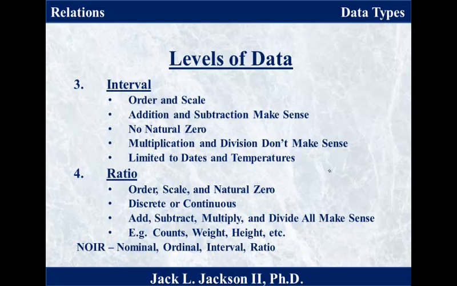The highest level is ratio data. You have order, scale, and a natural zero. Could be discrete or continuous. And so now all of our arithmetic operations, add, subtract, multiply, and divide, all make sense. So an example of a discrete one would be counting things, and weights, heights, things like this are ratio data, and there we have the most information. So the order is nominal, ordinal, interval, ratio. Notice it spells a word, noir.